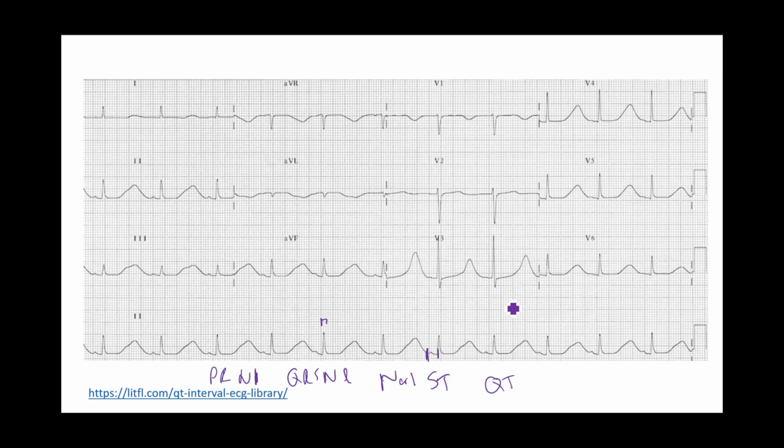Finally, we want to look at the QT interval. So that's going to be from the beginning of the Q wave to the end of the T wave. And here you'll notice it's a little bit greater than 3 big boxes. It's almost about 17 little boxes long, which is equal to 0.68 seconds. If we eyeball it, we'll notice that the QT interval is definitely greater than 1/2 of the RR interval. So this is actually a prolonged QT interval.